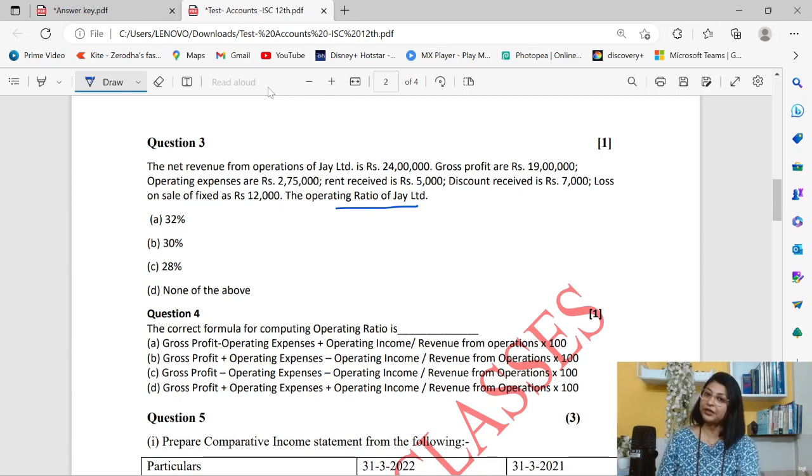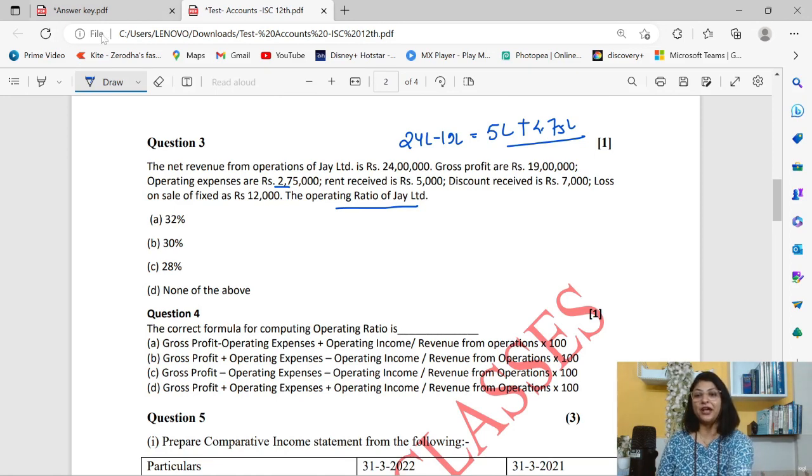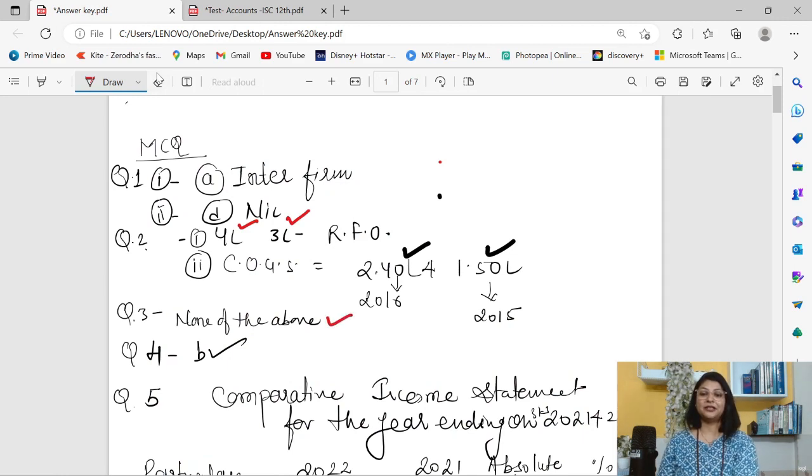In this question we were given gross profit. So by deducting gross profit from revenue from operation, 24 lakh minus 19 lakh, we would have got our cost of goods sold, which was 5 lakh rupees, and to that we add 2.75 lakh operating expenses. So like this 7,75,000 rupees was the operating cost, divided by revenue from operation 24 lakh. Our answer was coming as 32 point something, and no answer in the options was matching this. That is why in the answer key you can see none of the above is the option given to you.